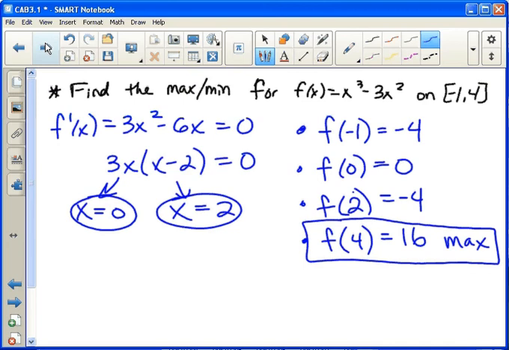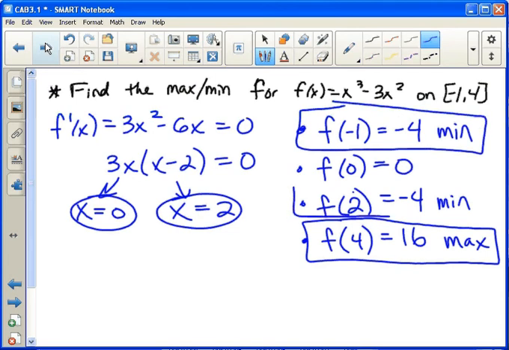And for our minimum, we just look for the smallest y value. Well, if you notice, we have 2 of the same. And that's okay. You're allowed to have more than one min or more than one max if they are identical. So we actually have 2 spots where it reaches its minimum, and that's at -4: (2, -4) and (-1, -4).